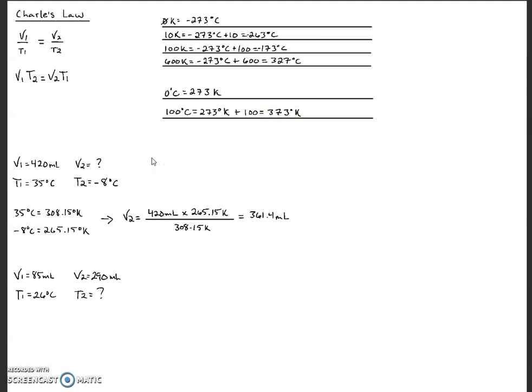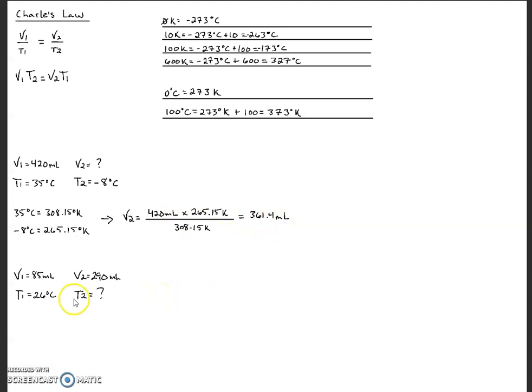So all we do now is plug this all into the formula. What we have to do though is convert from Celsius into Kelvin. So 35 Celsius gives us 308.15, and minus 8 gives us 265. And again, look what's going on here. The ratio of one to the other applied to the milliliters gives us 361.4.